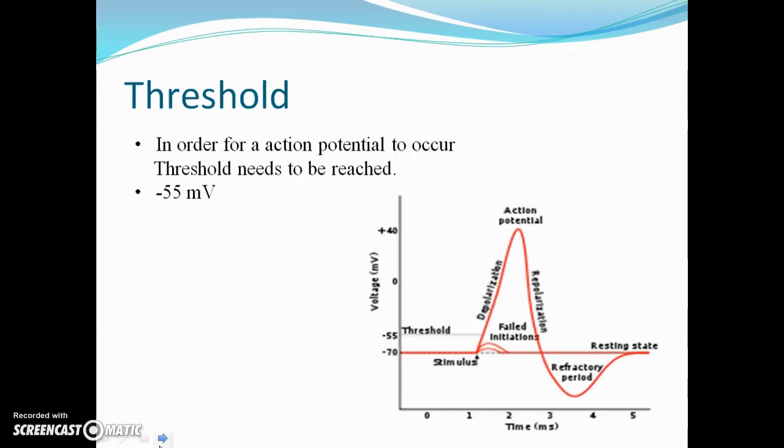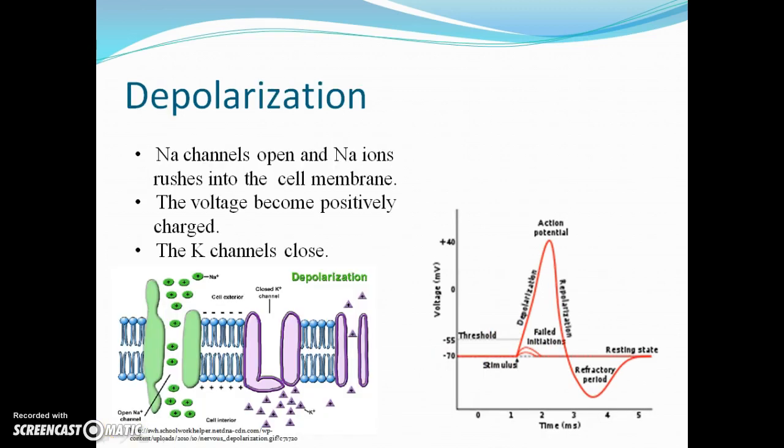In order for an action potential to occur, the impulse has to reach enough strength to reach threshold. Threshold is roughly negative 55 millivolts. If threshold is not reached, the neuron will remain in the resting state, and it will result in a failed initiation. The second stage is depolarization.